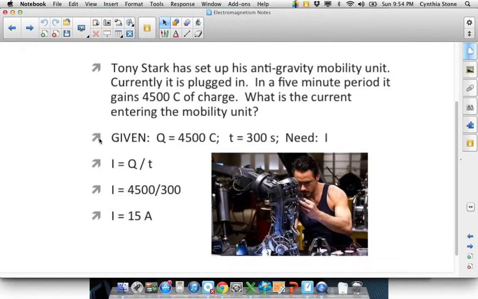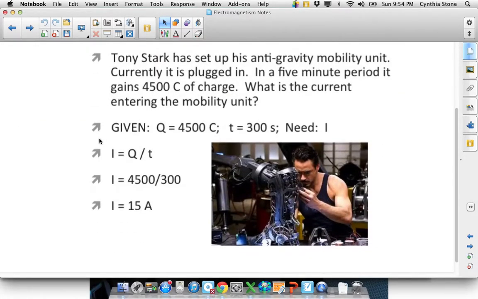Just a quick example with the formula. Let's say I've got Tony here working on his anti-gravity unit. Let's say he knows that in 5 minutes it gains that much charge, 4,500 coulombs. I want to calculate the current. Well, first of all, current has to be in seconds, not minutes. So I took the 5 minutes and figured that to be 300 seconds, because you multiply 5 times 60 seconds per minute.